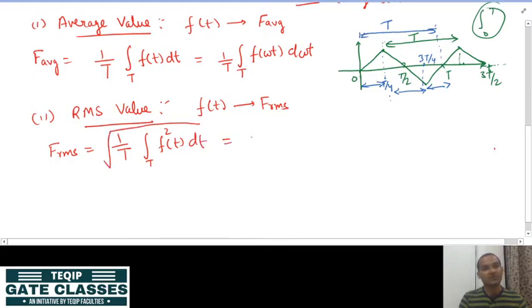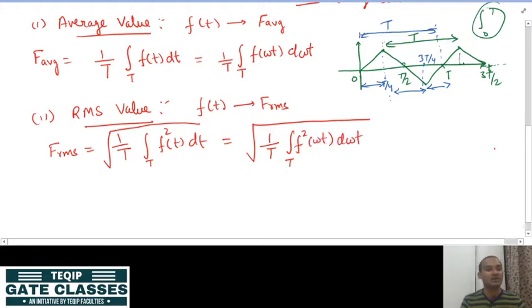Or, if you want to take the limits in terms of omega t instead of t, you can write it like this also: 1 upon T, integration over one time period, f squared of omega t, d omega t. You have already studied these things in the basic electrical course. If you are taking t, then you have to put the limits of time, which is in seconds, and if you are taking omega t, then you have to put the limits in radians.